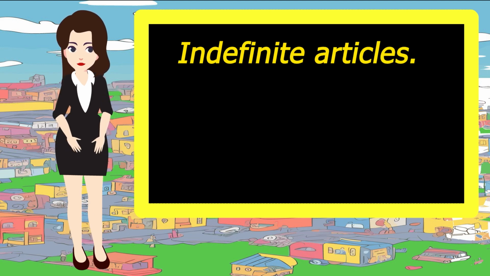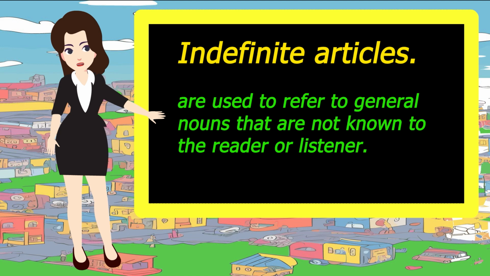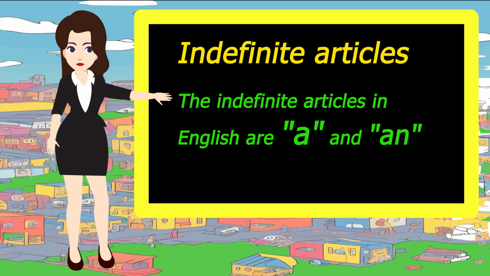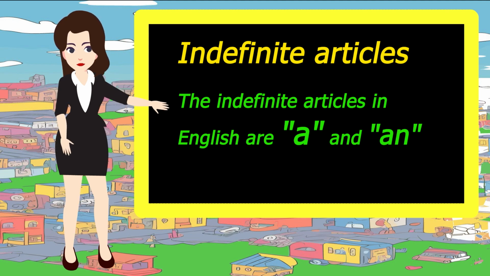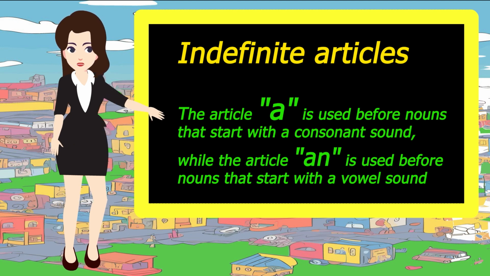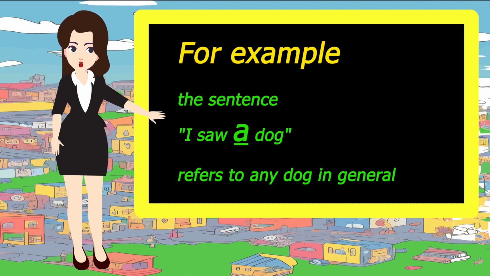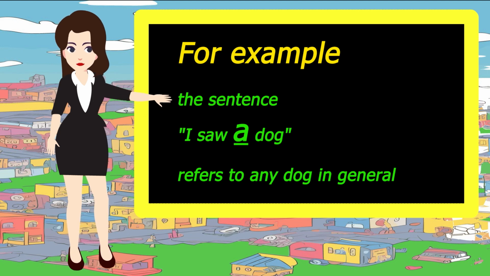Indefinite articles are used to refer to general nouns that are not known to the reader or listener. The indefinite articles in English are "a" and "an." The article "a" is used before nouns that start with a consonant sound, while the article "an" is used before nouns that start with a vowel sound. For example, the sentence, "I saw a dog," refers to any dog in general.